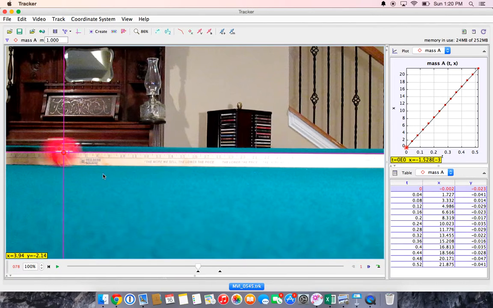Next, I placed the origin at the center of the ball in the first frame to represent the starting point of my graph. The ball then moves in the positive direction along the x-axis. The measurement stick is used to calibrate how fast the ball is traveling.